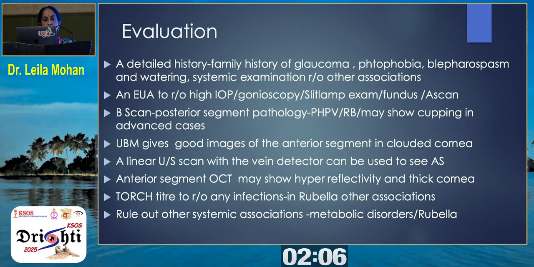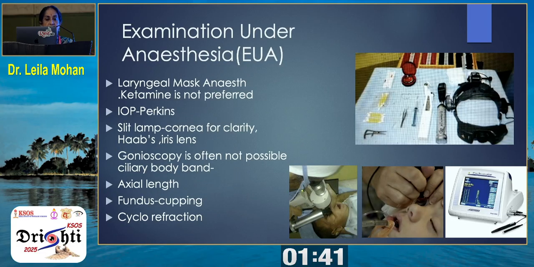UBM gives good images of the anterior segment in a clouded cornea, and the linear ultrasound scan, which the anesthetist uses as a vein detector, can be used for assessing the anterior segment, because the handheld OCT may not be available. It is not very commonly available. Torch titer has to be done to rule out any infective pathology, and systemic associations may have to be ruled out. Laryngeal mask anesthesia is better, not ketamine anesthesia, for an EUA. IOP may be falsely high.